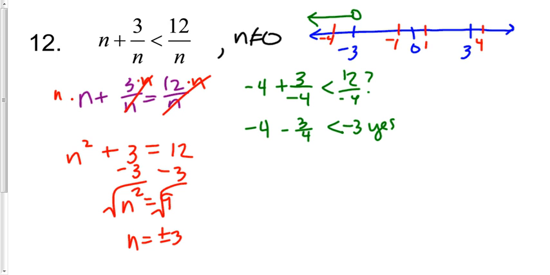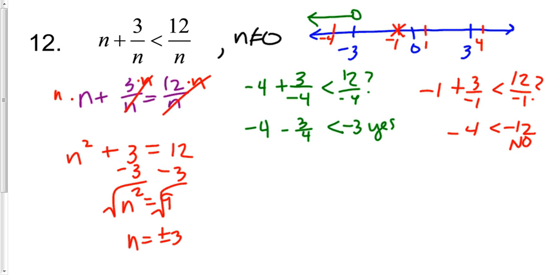Let's check -1. So I'm going to plug in -1 for each n. -1 plus 3 over -1, is that less than 12 over -1? Well, what I have here is -1 plus -3, that's -4. Is -4 less than -12? Actually, it's to the right on the number line, so your answer is no. So -1's out, and that means everything in between -3 and 0 is out.